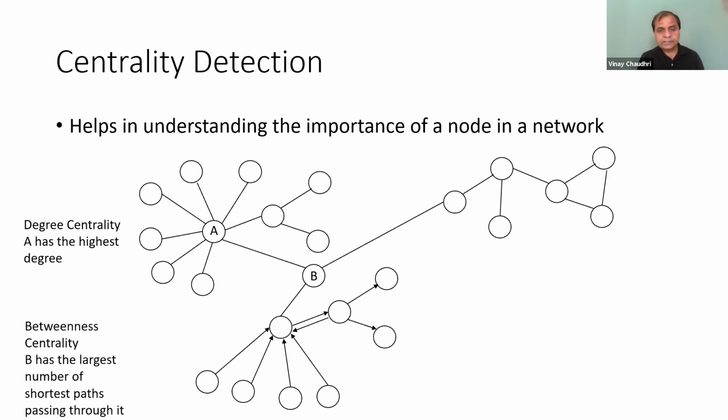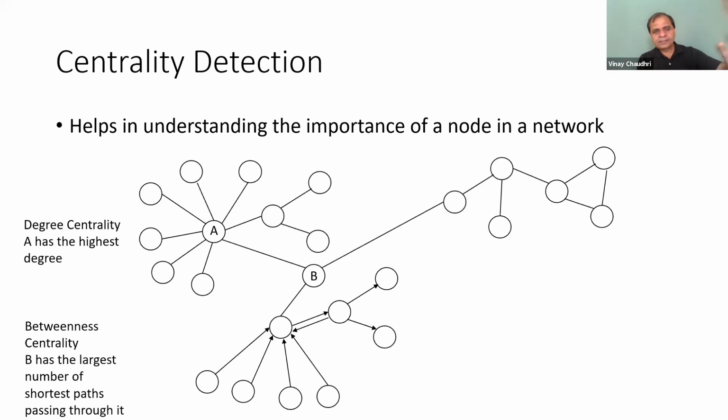Betweenness centrality is another way to calculate centrality in a graph structure. A node is considered to have high betweenness centrality if it has the largest number of shortest paths going through it. So in this complete network structure, node B is at a point so that a lot of shortest paths would pass through it.